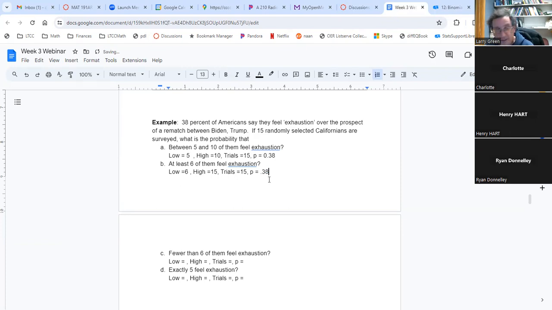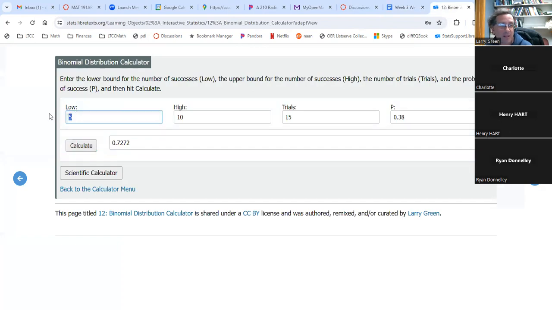Number of trials is still 15, and P is still 0.38. So now we're going 6 to 15. So the low now is 6. The high is 15. Same trials and P. Okay, calculate, and it's about 53%. Any questions on that example?